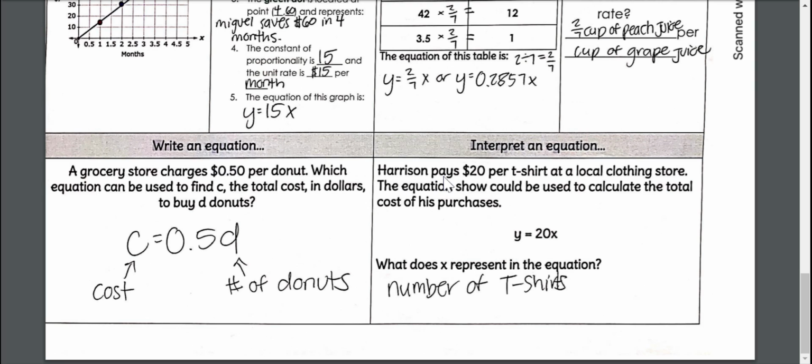And then lastly, Harrison pays $20 per t-shirt at a local clothing store. The equation shown could be used to calculate the total cost of his purchases. So the total cost is equal to 20 times something. Well, the question's asking what does x represent in this equation. Since it's $20 per t-shirt, I know it's $20 times the number of t-shirts he bought that would give me the total cost.